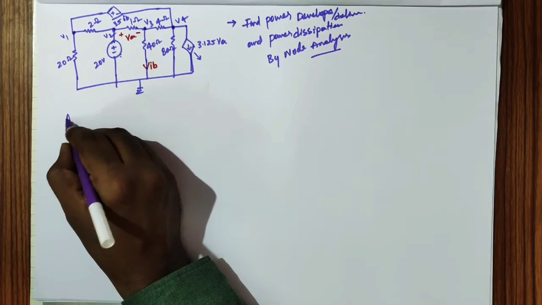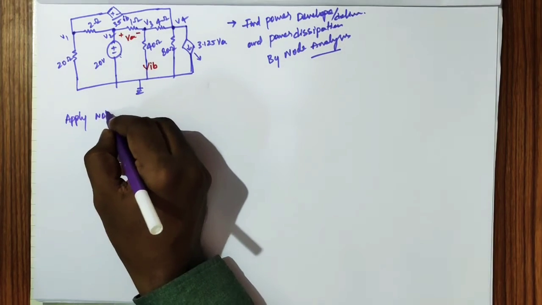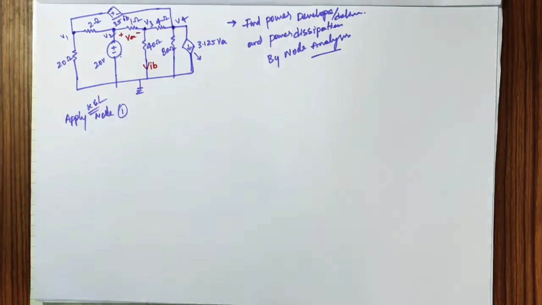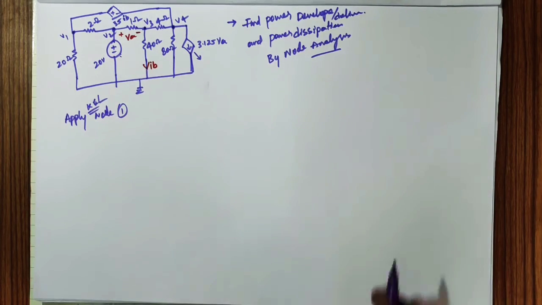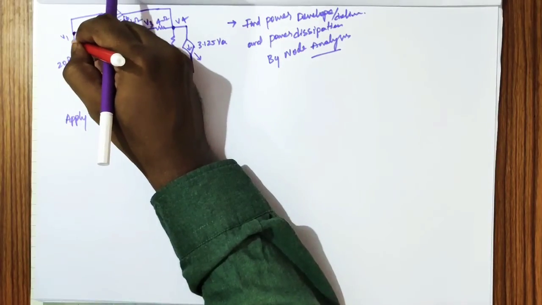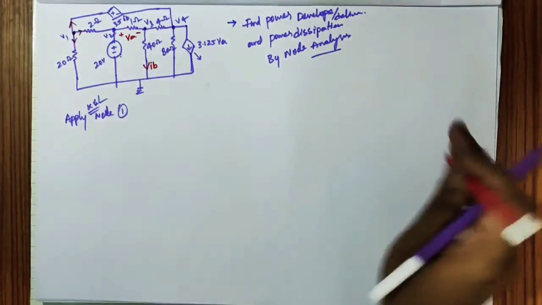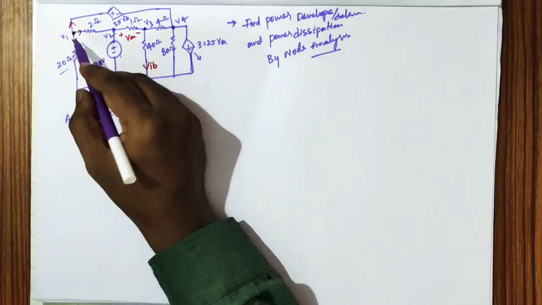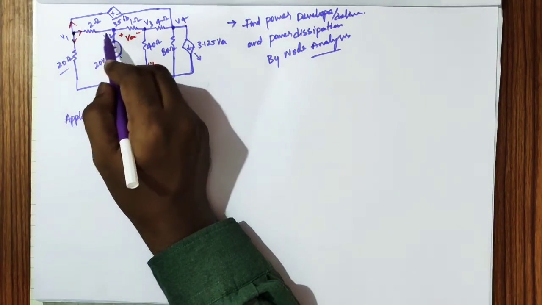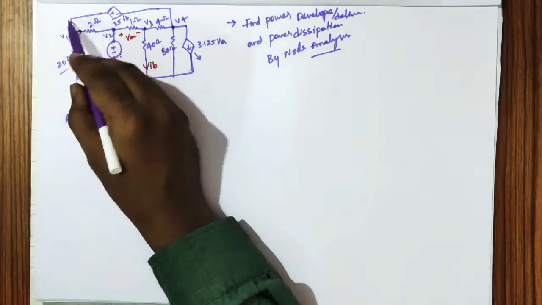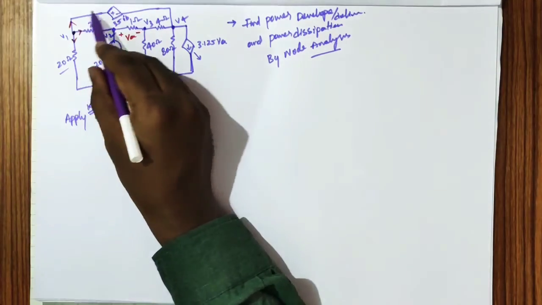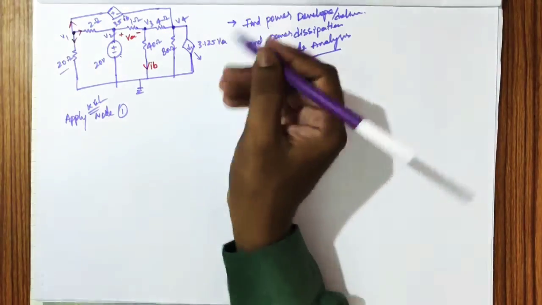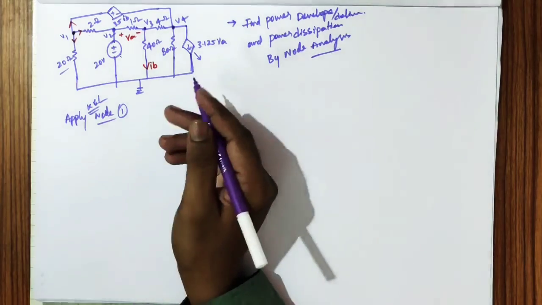So apply KCL at node 1. For node analysis we use KCL. At this point we assume that currents are leaving. This current drawn by V1 is V1 by 20, this current is given by V1 minus V2 by 2, and what about this one? You find this current difficult, but you observe the voltage source there. Therefore KCL at node 1 is not possible.